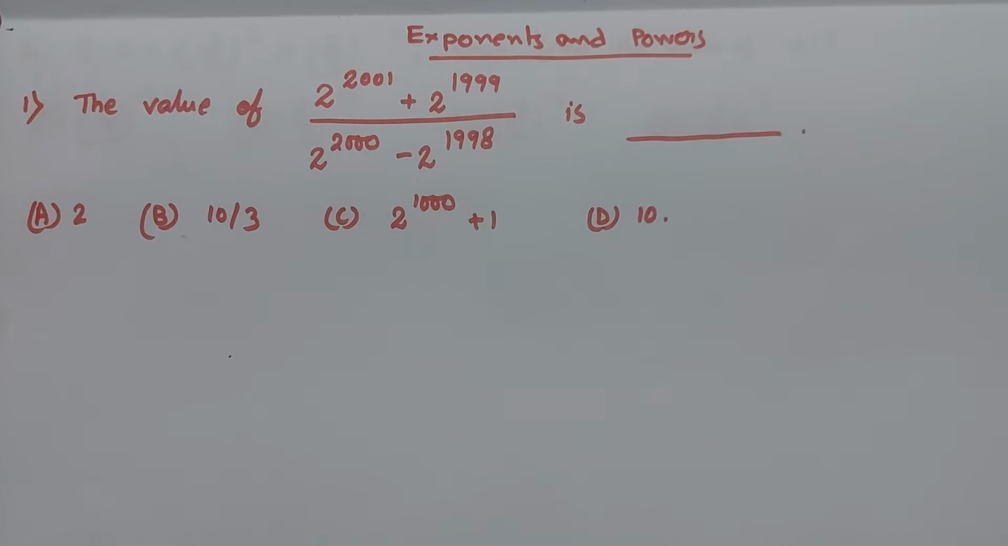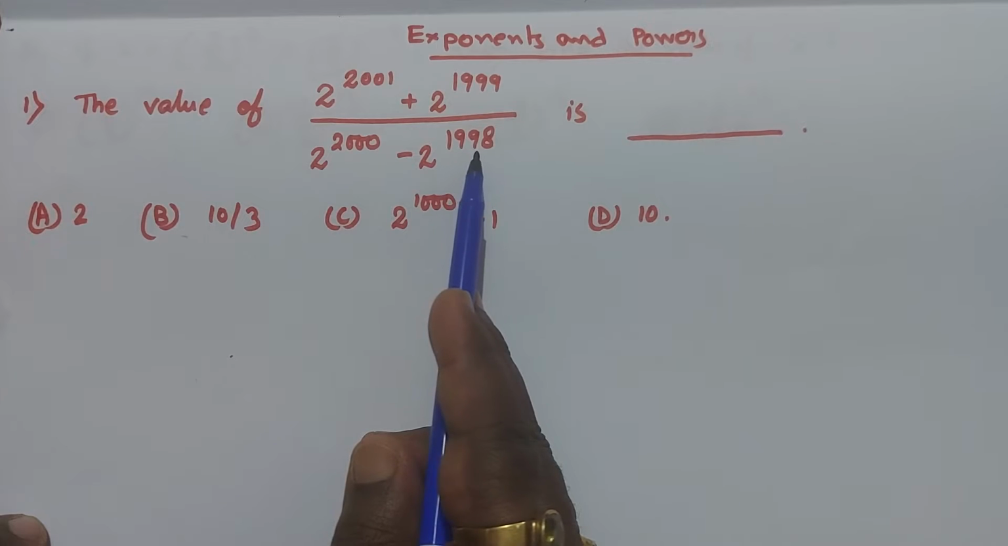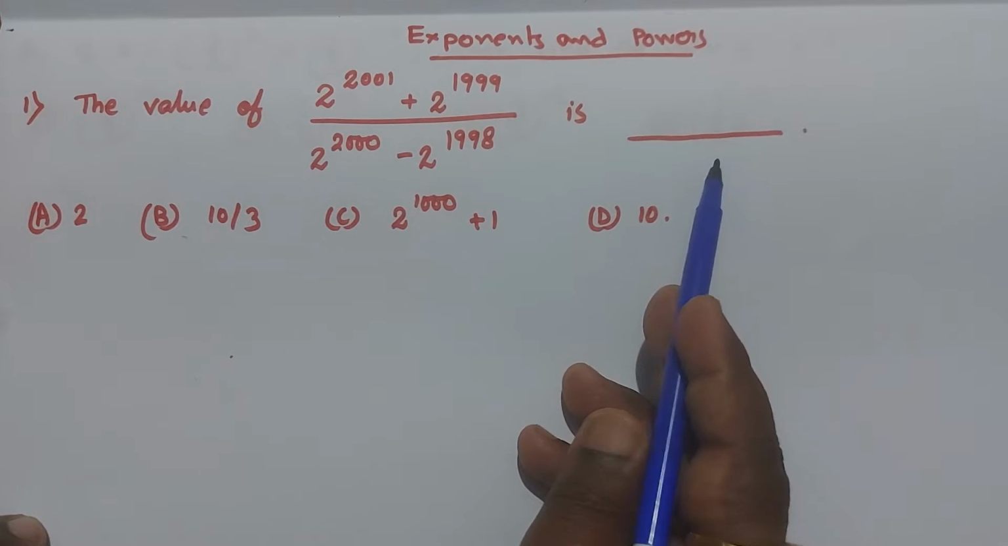Today we will solve questions from exponents and powers. Our first question, as you can see on your screen, is: the value of 2 to the power 2001 plus 2 to the power 1999 by 2 to the power 2000 minus 2 to the power 1998 is dash.